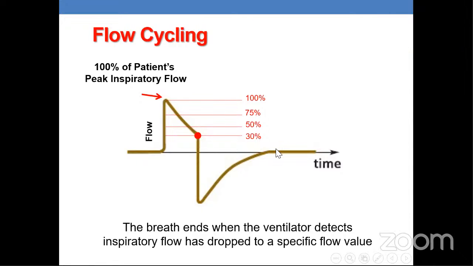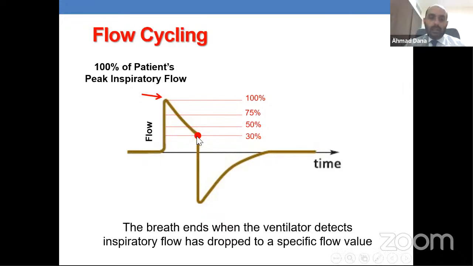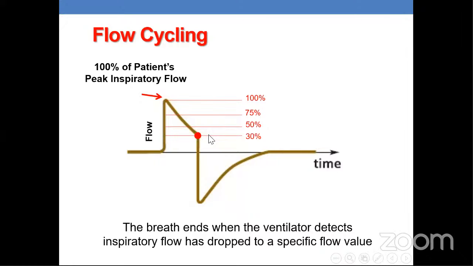So I'm going to interrupt you here. So yes, the patient is going up to the maximum flow, which is 100%, and then going down to 0. Once he reaches 30%, before 0, you open up the exhalation valve. Exactly. Okay, understood. Thank you very much.